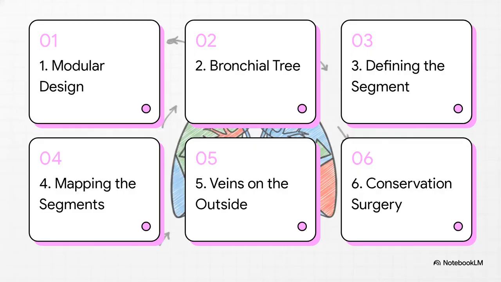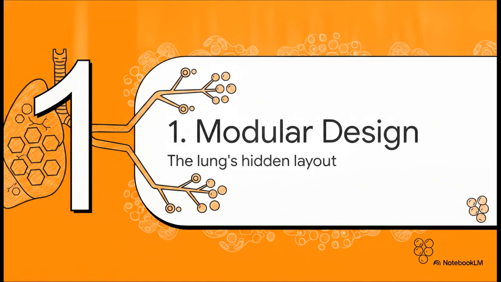cavity. We'll start with the lungs' modular design, follow the air down the bronchial tree, define what a segment actually is, map them out, look at a really cool twist with the veins, and finally connect all of this to conservation lung surgery. Okay, Section 1.